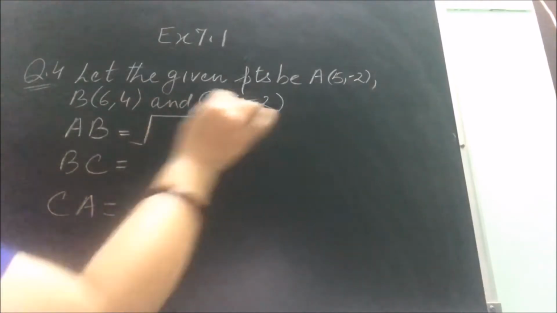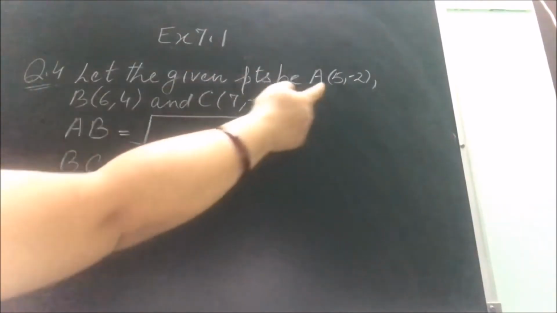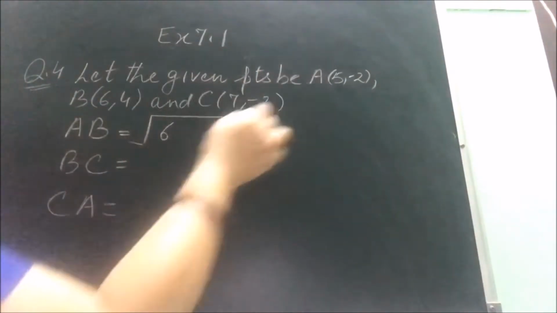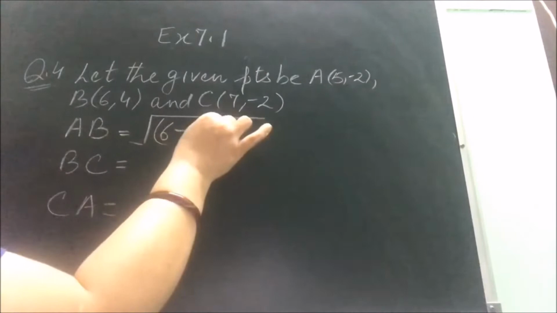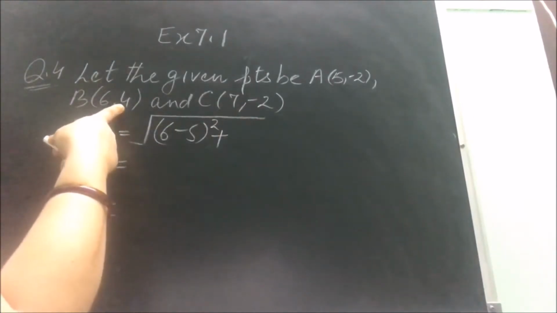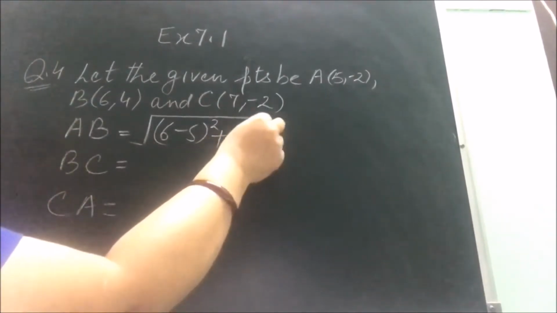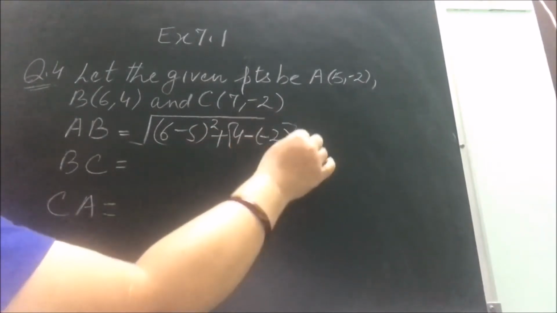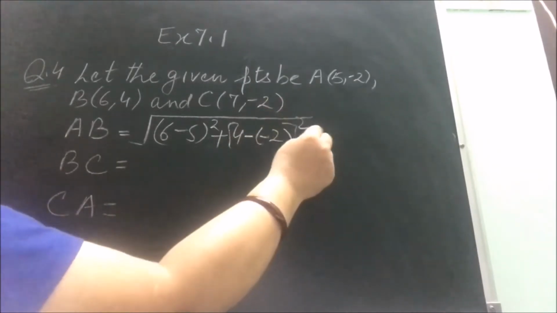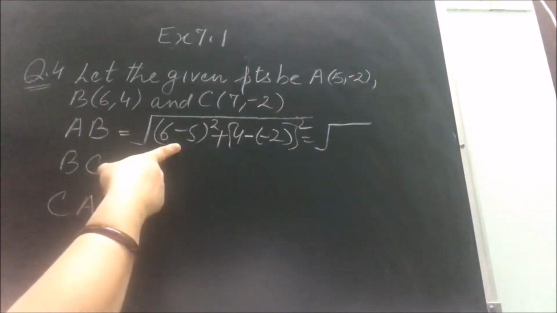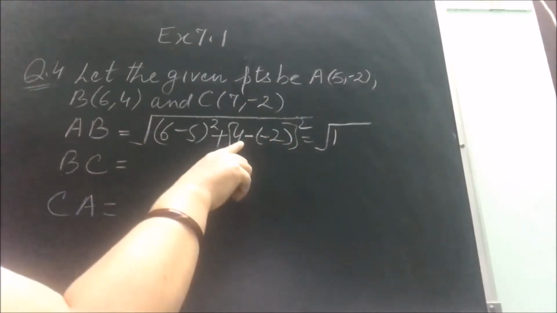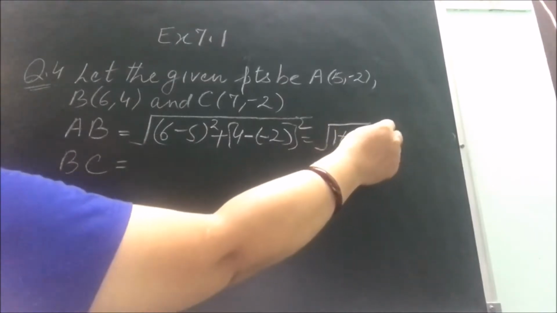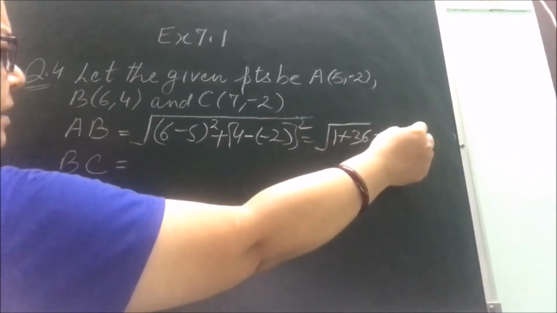All of you know about the distance formula. When we apply the distance formula to A and B, the difference of x coordinates, 6 minus 5, squared, plus the difference of y coordinates, 4 minus -2, squared. Right? Then it is 1 square, that is 1, plus 6 square, or you can say 36, so it will be root 37.